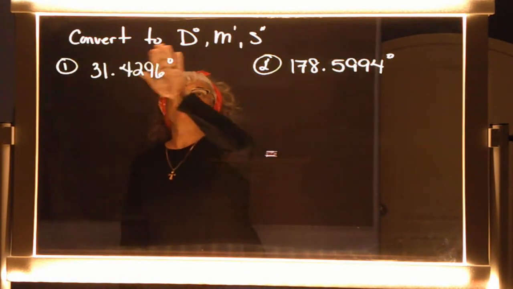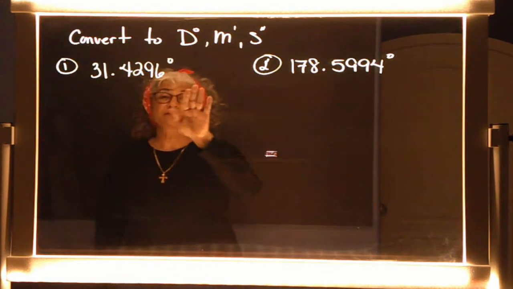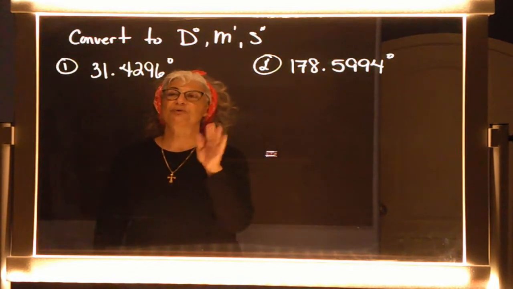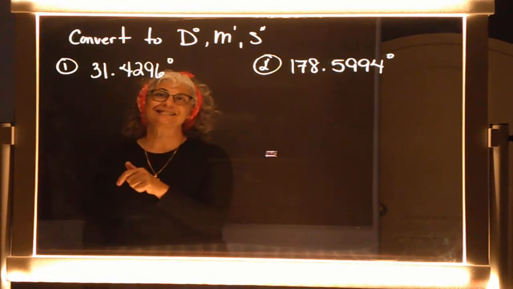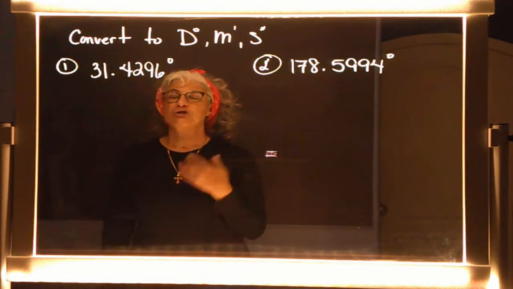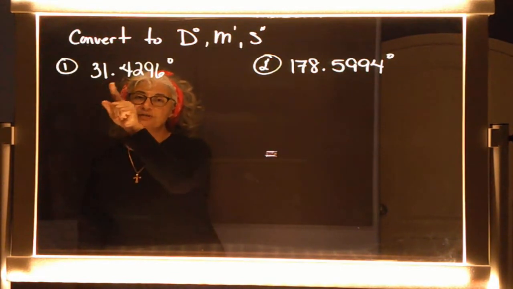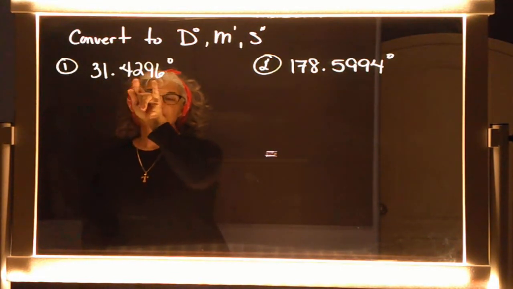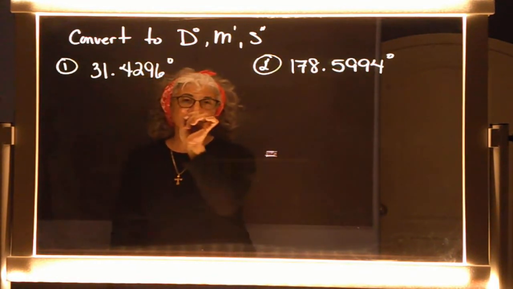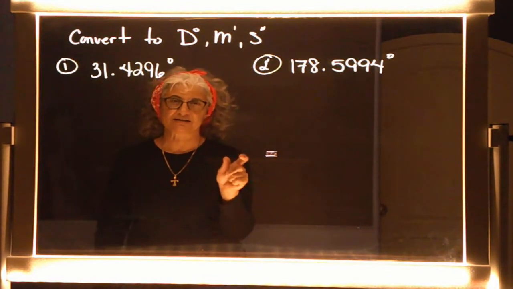Now they want us to convert to degrees, minutes, and seconds. So let's look at the first one. They gave us the full degrees, 31 and 4,296 10,000ths degrees. Okay, so here's what we need to understand. We have 31 full degrees, don't we? And we have partial of a degree, right? This 4,296 10,000ths is a partial degree. It's not a full degree, is it?